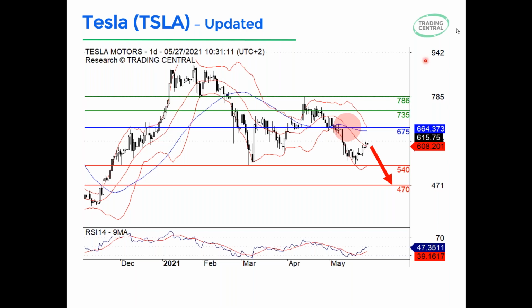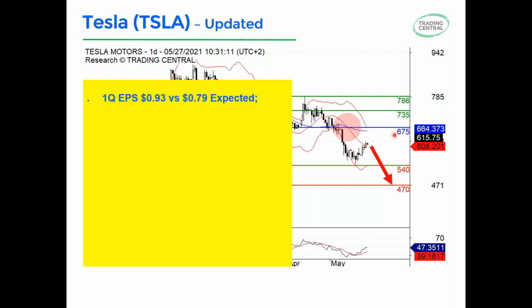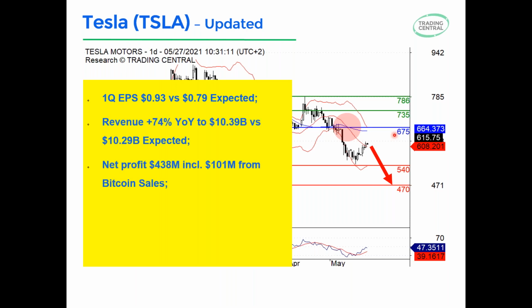Although now we can see Tesla is rebounding. Okay, well, I will be bullish again on Tesla once it breaks above the key resistance at 675. Of course, we have to look into the fundamentals. Not bad, I can say.